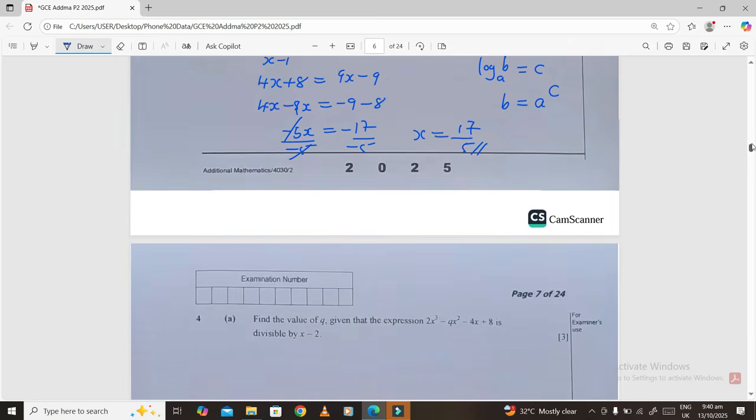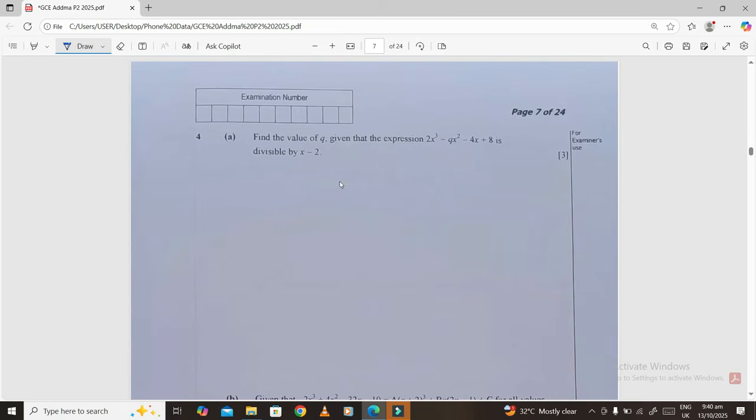We go to the next question, which is this one. For this one, we copy what we've been given there: 2x power 3 minus qx power 2 minus 4x plus 8. So we shall say x minus 2 is equal to 0. Even this one we shall say equal to 0. So get this equal to 0 and this equal to 0. We solve for x. x will be equal to 2 for this one.